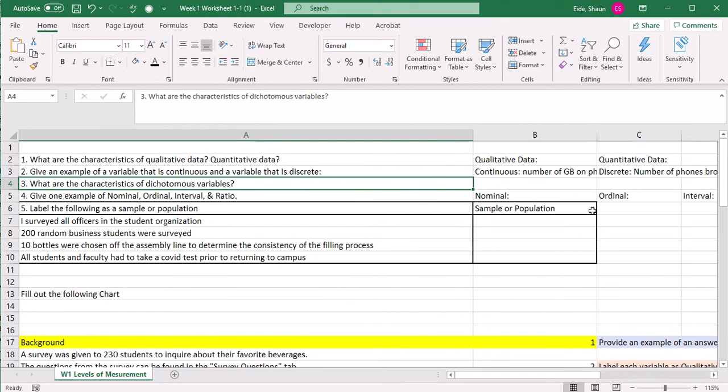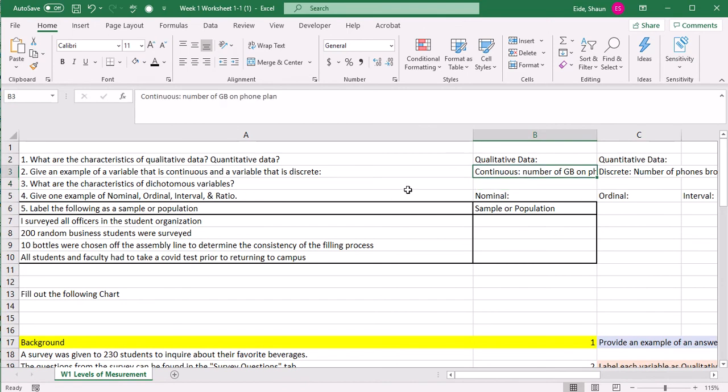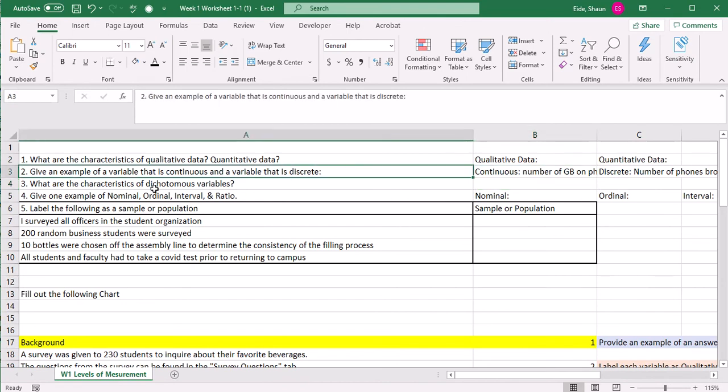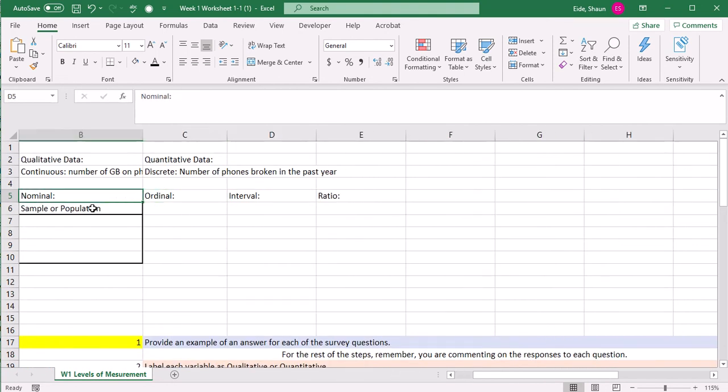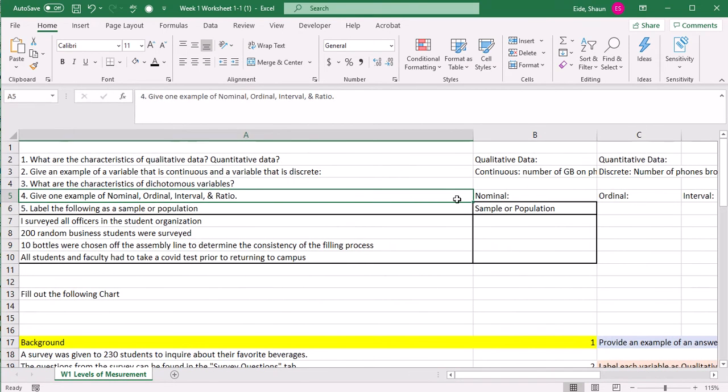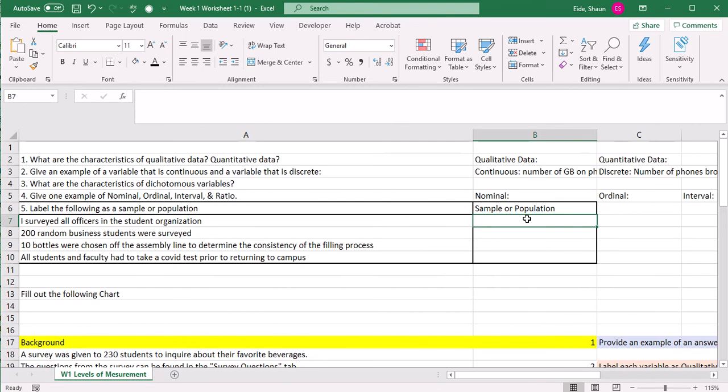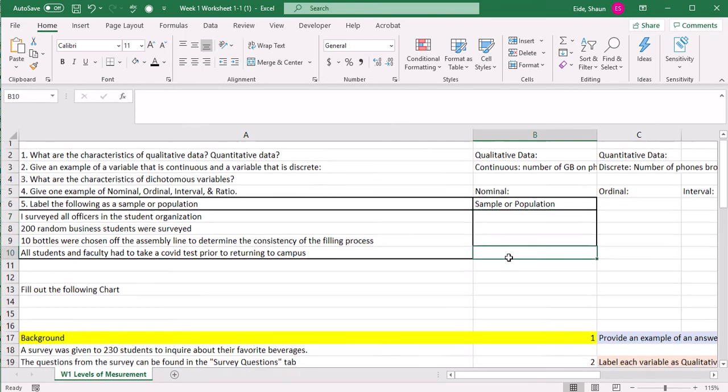So don't use those, use something different. We've got continuous, we've got discrete, and then dichotomous. What are the characteristics of dichotomous variables? Make sure that you put those right in there. And then give one example of nominal, ordinal, interval, and ratio. And then right down here, label the following as sample or population. So come in here and say, is this a sample or population? Is this a sample or population? Is this a sample or population?